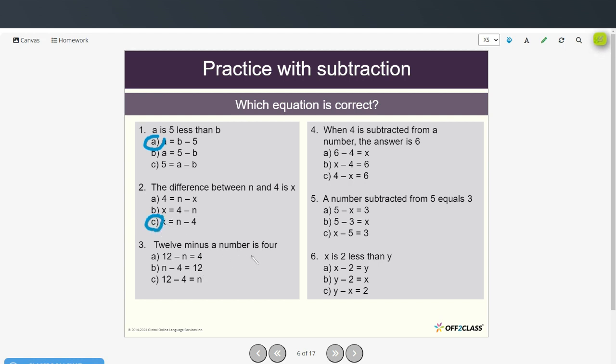12 minus a number is 4, so 12 minus n equals 4. When 4 is subtracted from a number, the answer is 6. So x minus 4 equals 6. A number subtracted from 5 equals 3. So 5 minus x equals 3. And x is 2 less than y. So y minus 2 equals x.